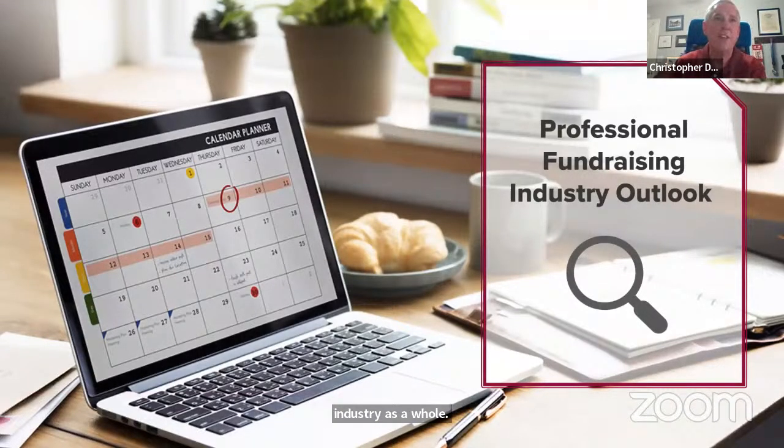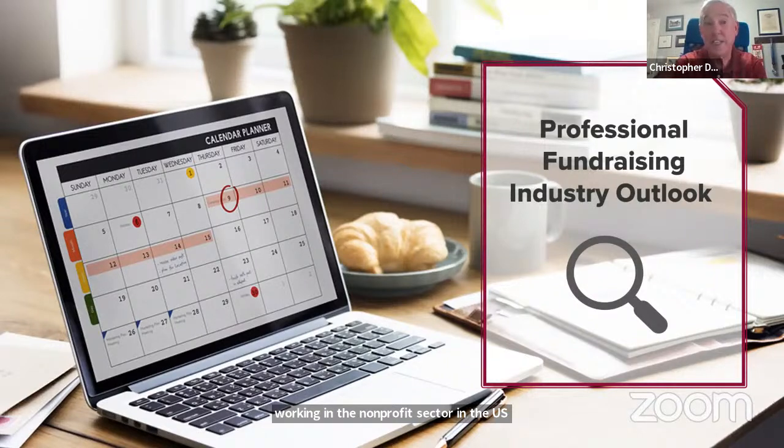Fundraising as a profession in the United States is growing. With over 1.3 million charitable organizations and new ones being formed every week, there's a lot of opportunities for fundraisers to find great careers with excellent salaries. It's estimated that there are about 12.5 million people working in the nonprofit sector in the US.